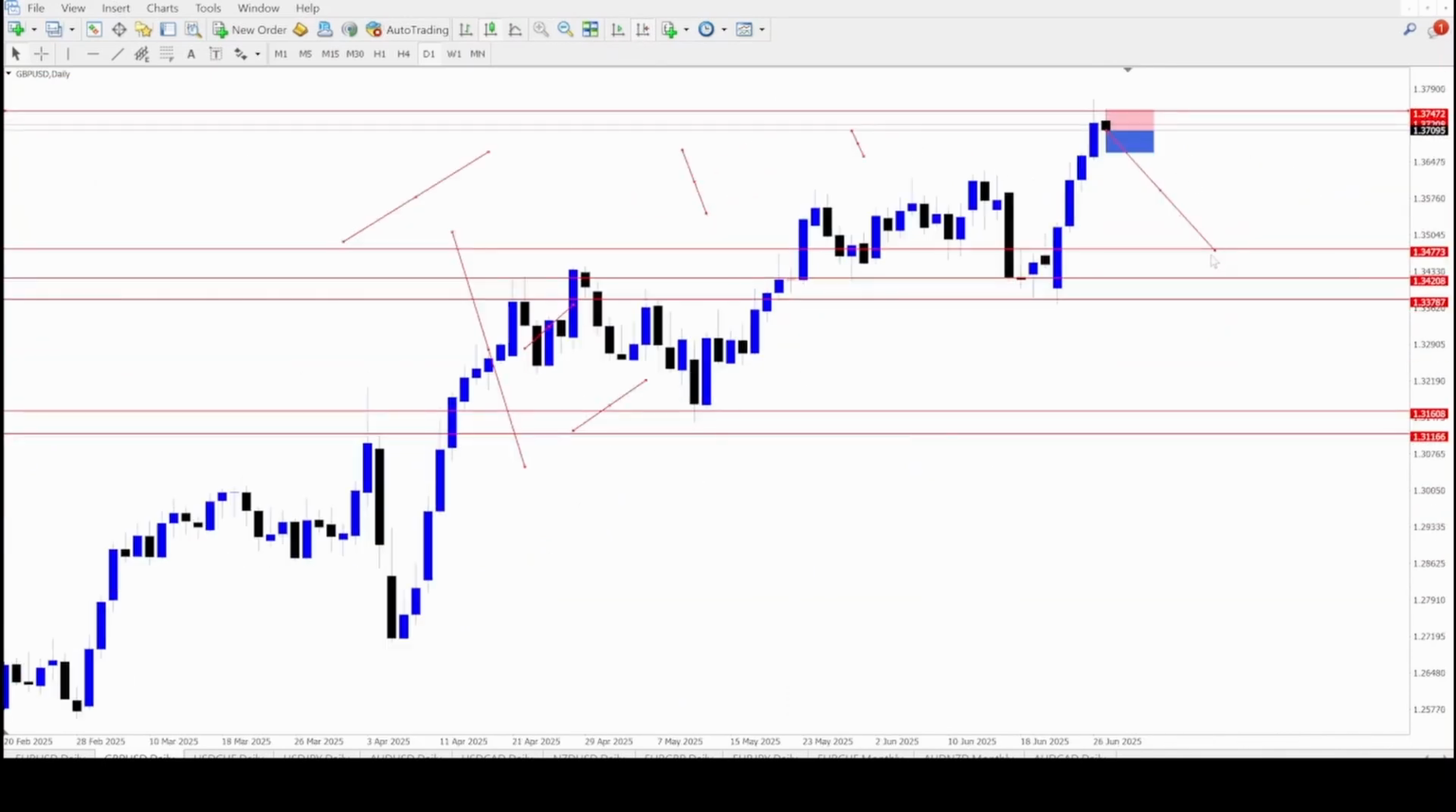If price comes down and comes into either of these zones, the 1.34208 or the 1.33787 zones, and then it gives us a bullish day close at either of those zones, or better still at both of those zones, if price covers both of those zones and gives us a bullish day close, what I would suggest is that you go for a buy in that kind of scenario.